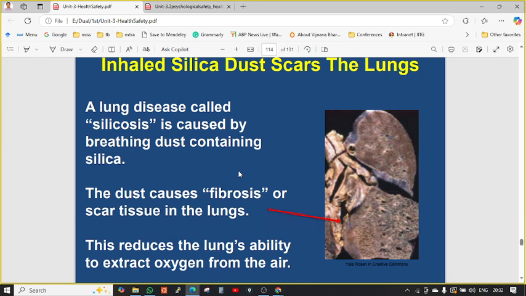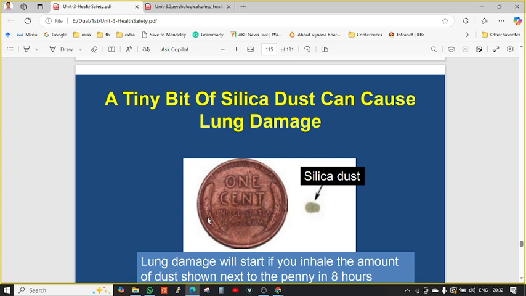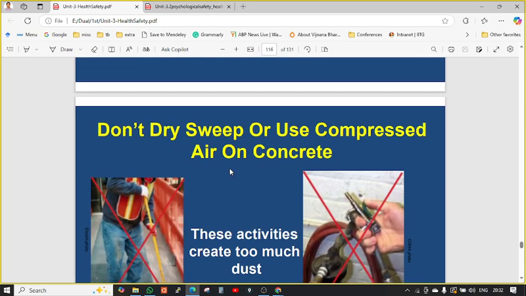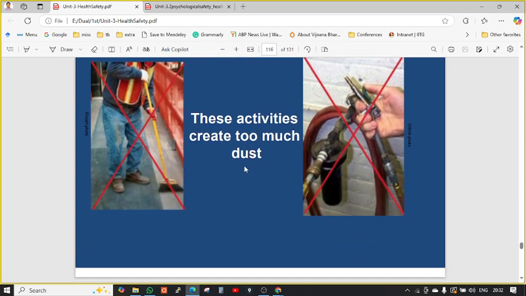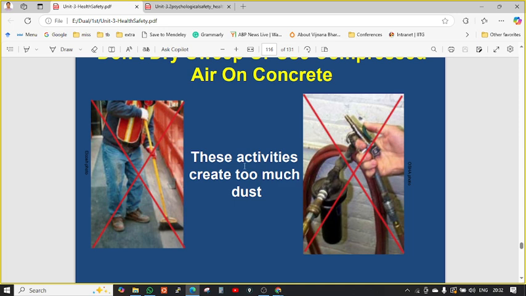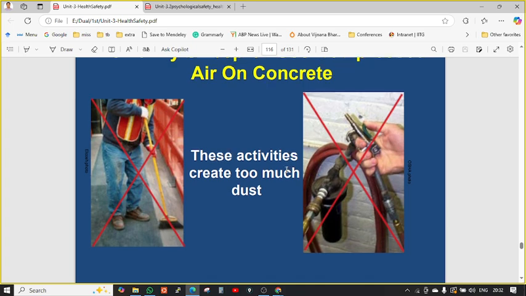Mostly dust affects the lungs because we inhale the dust or silica into our lungs. So firstly silicosis, lung cancer, or fibrosis may take place. This damages the lungs fast, and asthma-type problems happen for people who are exposed to dust particles or silica for a long time. Do not dry sweep or use compressed air, because whenever you are sweeping dry, dust is blown. So in order to avoid this, just sprinkle water.